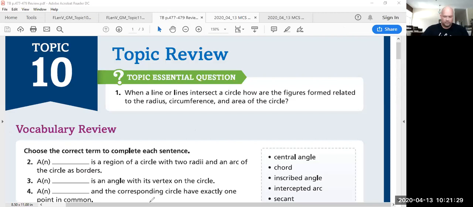So, I closed out the window that I had with the assignment listed. Hold on, let me move some things around on my screen so I can see what the assignment was.